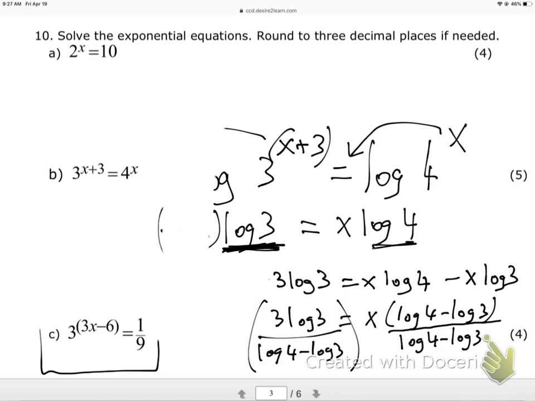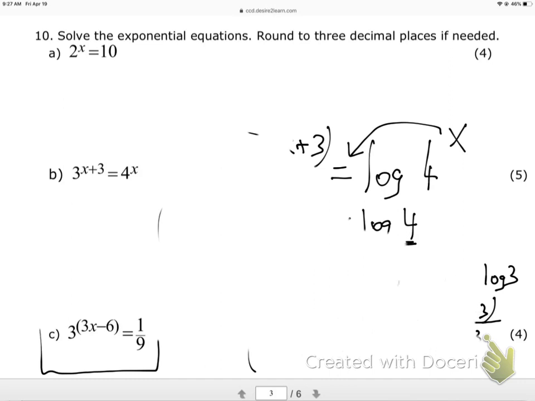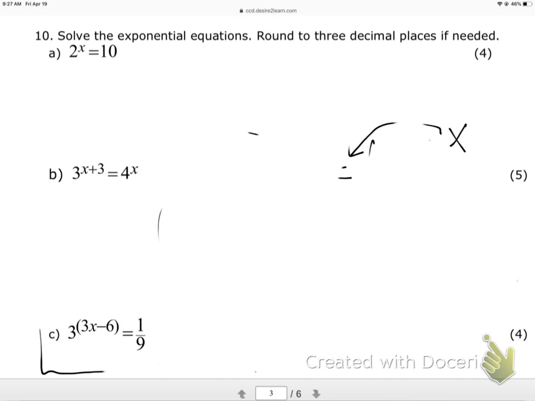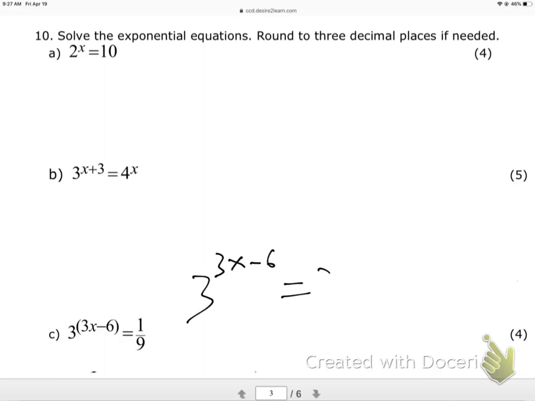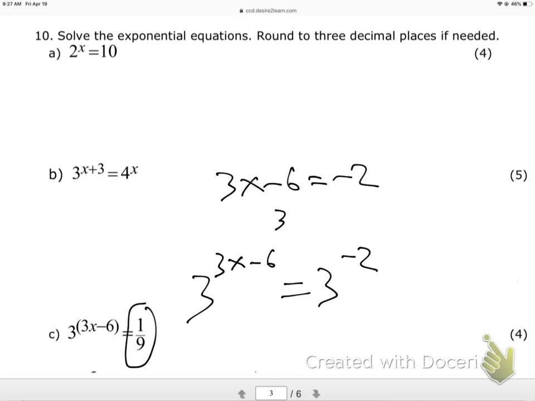Let's take a look at this last question on this slide. This has the same base, but I have seen people log both sides, and I guess that's okay. But as a same base, 3 to the 3x minus 6 equals 3 to the negative 2, because that's what 1/9 is. So 3x minus 6 equals negative 2. If you add 6 to both sides, you get 3x equals 4, x equals 4/3.